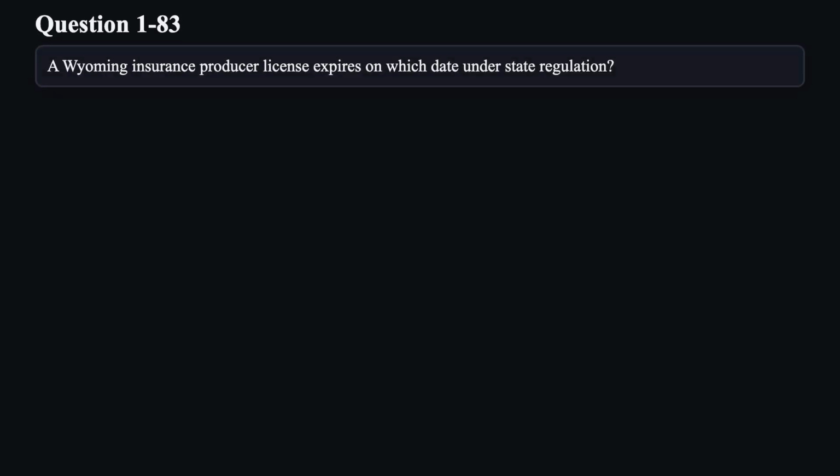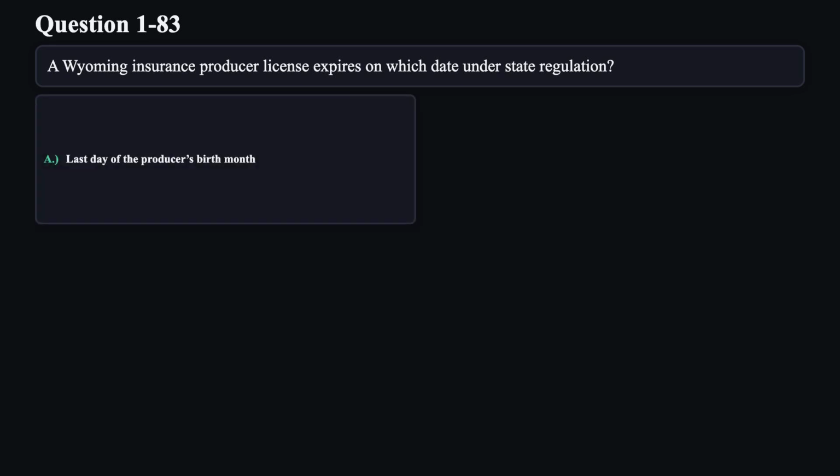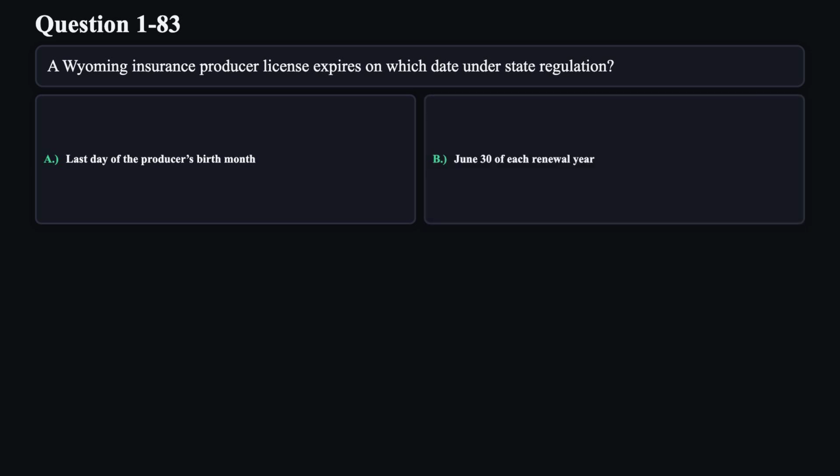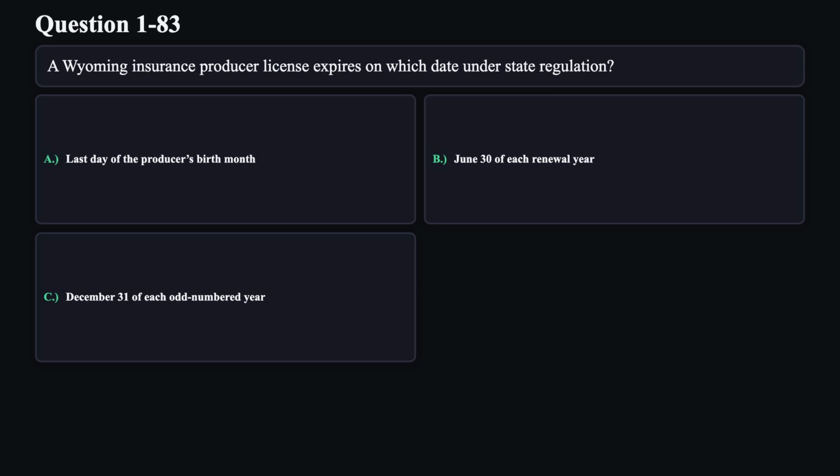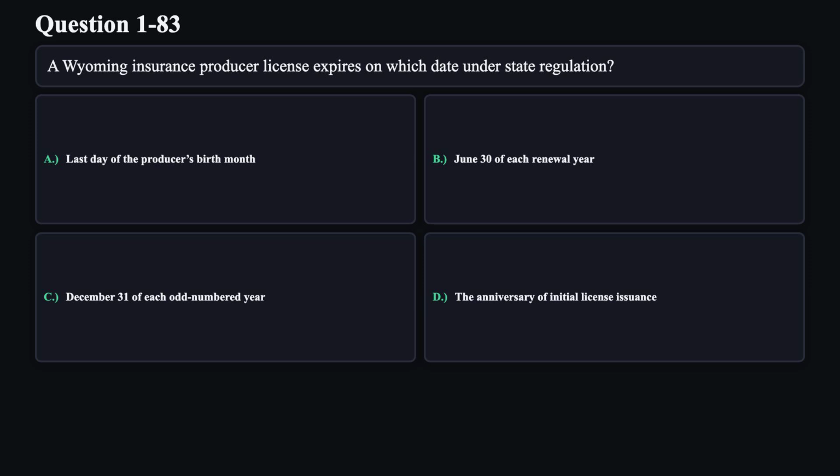Question 83. A Wyoming insurance producer license expires on which date under state regulation? A. Last day of the producer's birth month. B. June 30th of each renewal year. C. December 31st of each odd-numbered year. D. The anniversary of initial license issuance.